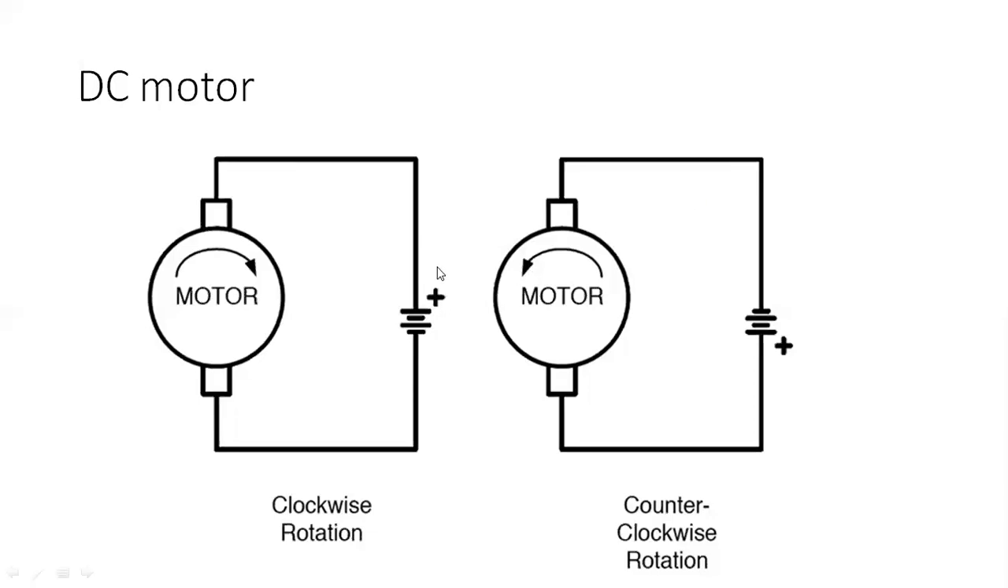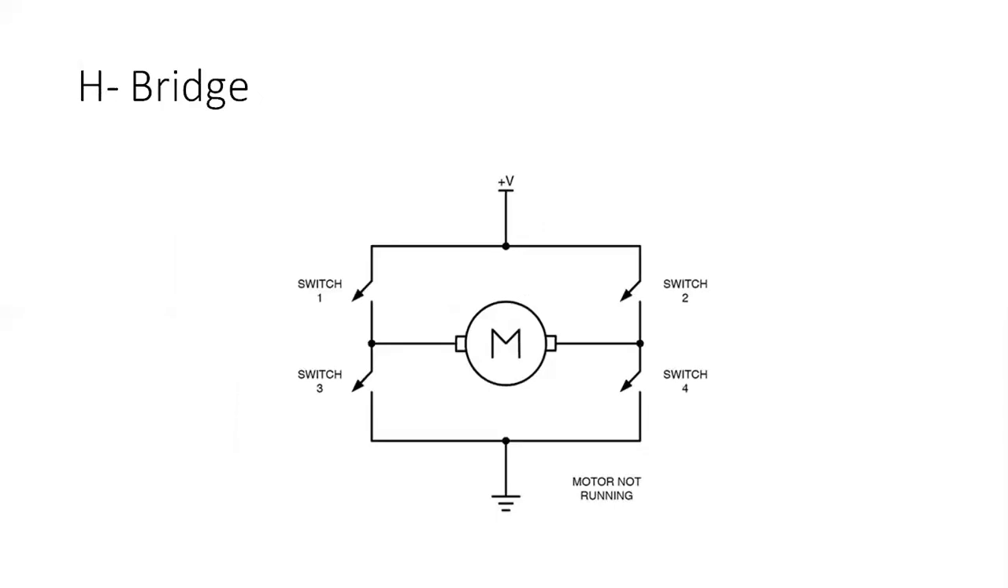So here the plus terminal is connected here and the minus terminal is connected there, so the motor rotates in the clockwise direction. Whereas in the next diagram, the minus terminal is connected here and the plus terminal is connected there. That means I have changed the polarity of the source of the DC motor so that it runs in the counterclockwise direction. The next one is the H bridge.